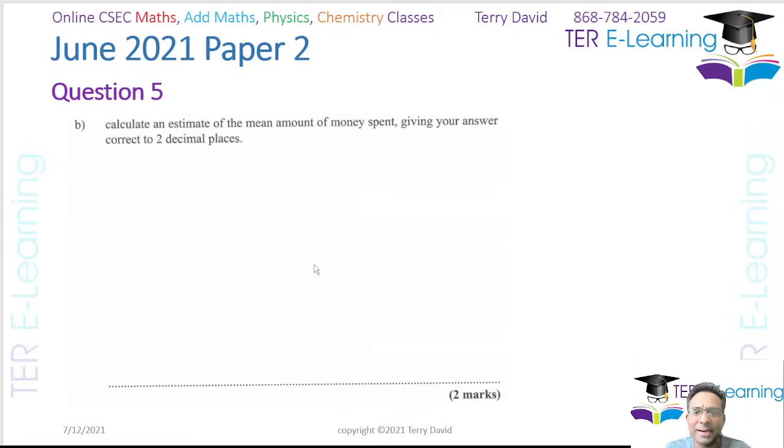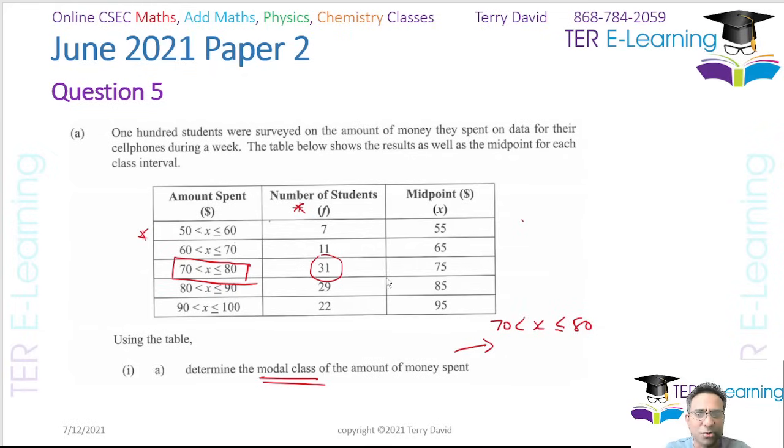Part B now, they said calculate an estimate of the mean amount of money spent given your answer to 2 decimal places. Now, they've given us data. This is group data in a table here we're looking at, right? And what they want us to do is to calculate the mean. Now, in order to calculate the mean, they've already worked out the midpoint for us, and they've given us the frequency. So what we need to do, we need to draw up a new column, and we're going to call that column XF. We're going to take our midpoint and multiply by our frequency. That's what we're going to do, right?